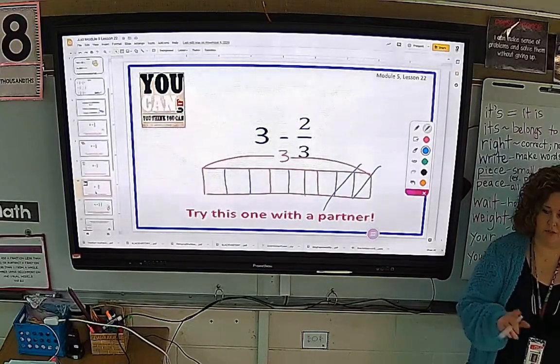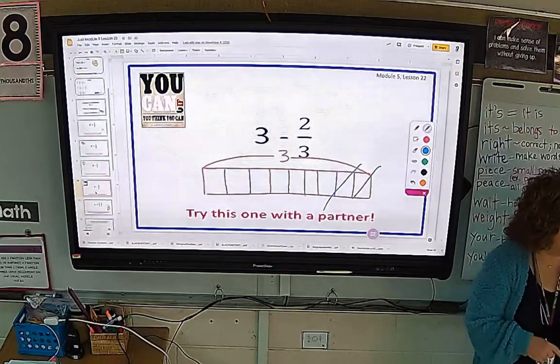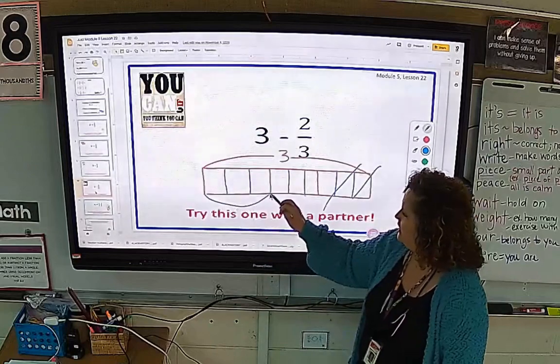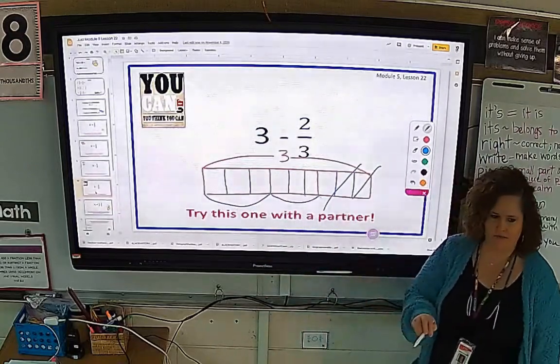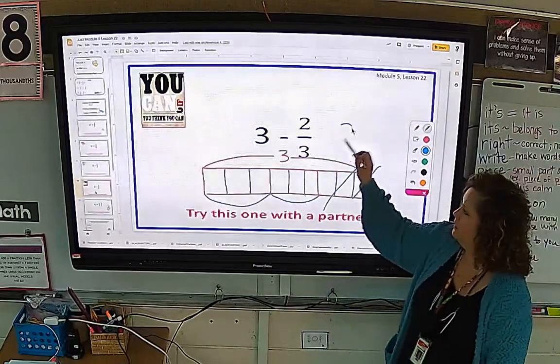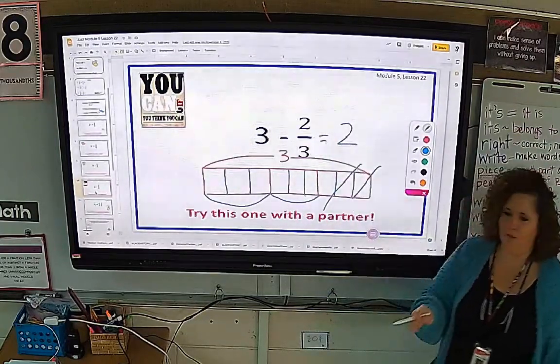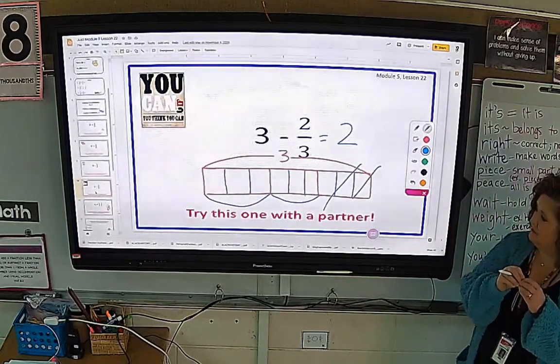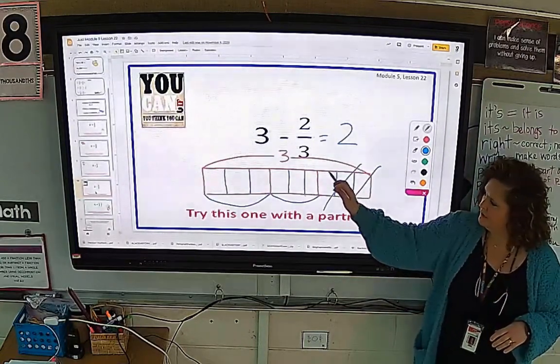Now I just need to count up what's left. How many whole pieces do we have left? This one and this one. How many whole pieces are left? 2. And then what's the fraction piece that's left? Brandon, what's the fraction piece that's left? 1/3. Just 1/3. This little guy right here.